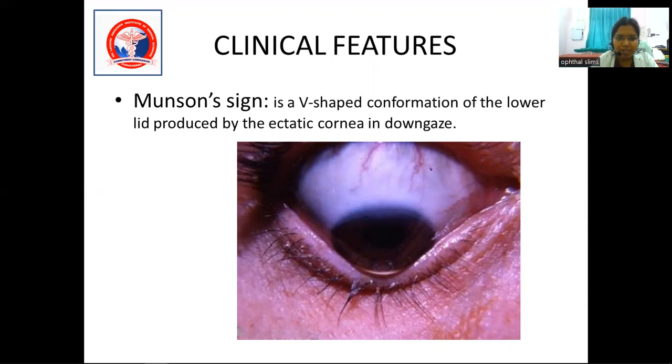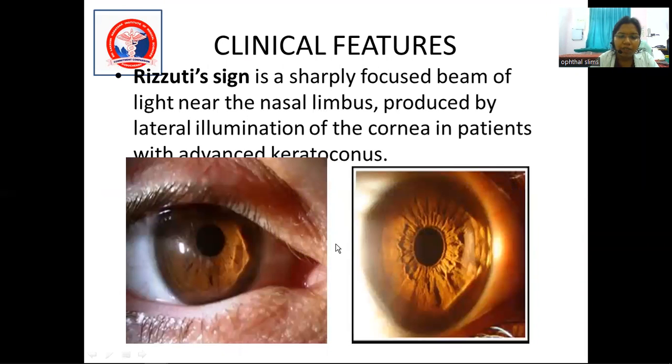This is known as Munson sign. Munson sign is a V-shaped conformation of the lower eyelid, which is produced by the ectatic cornea in downgaze. This is the lower eyelid where there is a V-shaped conformation. Then the second is Rizzuti sign. It is a sharply focused beam of light near the nasal limbus produced by lateral illumination of the cornea in patients with advanced keratoconus. See, we are illuminating laterally and there is a sharply focused beam of light nasally.